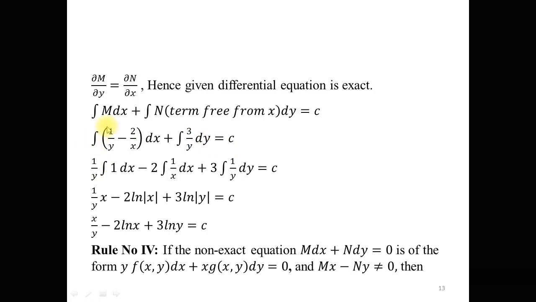So 1 over y is treated as a constant, so the integration of 1 is x, the integration of 1 over x is log x, and the integration of 1 over y is the natural log of y. Now this is the required solution of the given differential equation.